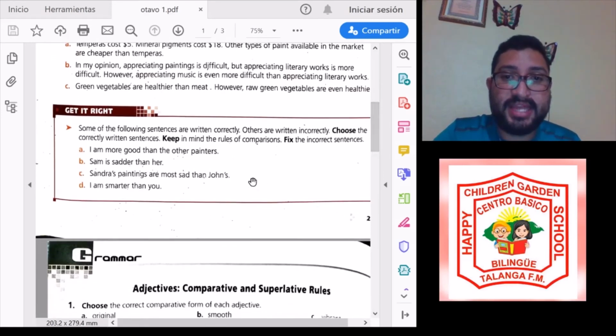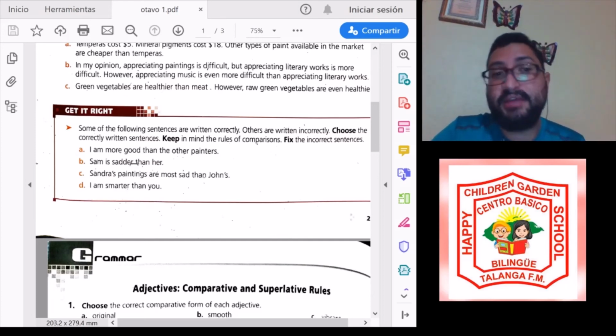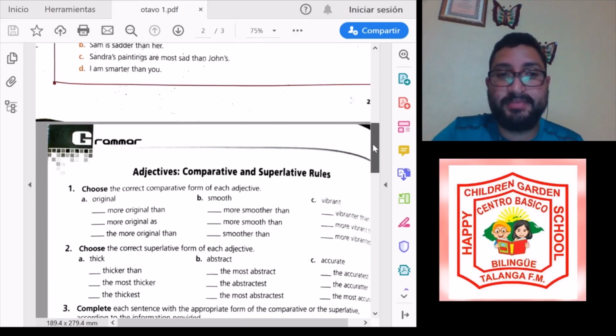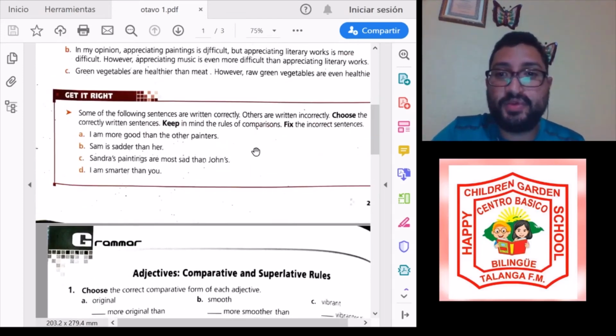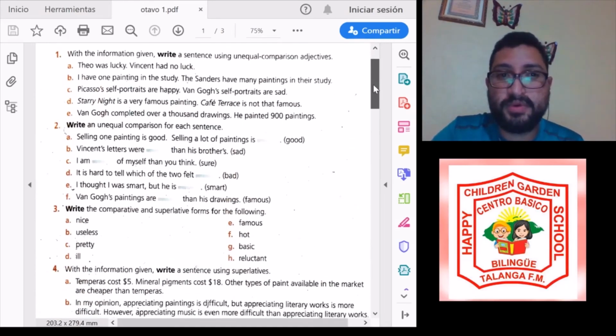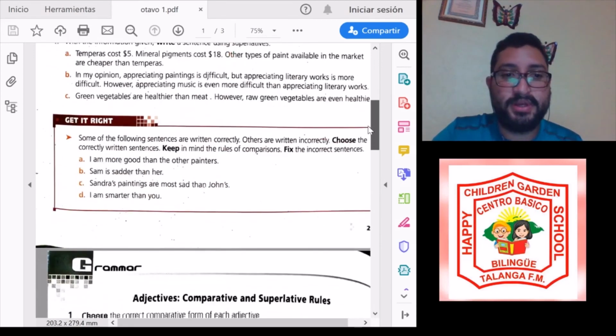Now, in the next part, some of the following sentences are written correctly, others are written incorrectly. So keep the ones that are correct, and keep in mind the rules of comparison. We have to fix this. Some of these sentences are wrong, and we have to correct them. This one you will have to do in your notebook, so you cannot do it in the book. The other ones, you can work in the book in very legible handwriting. If not, you can do it in your notebook, just the answer, and send the answer to the platform.